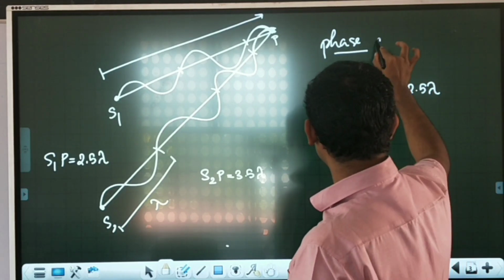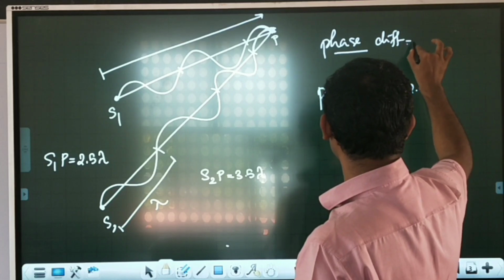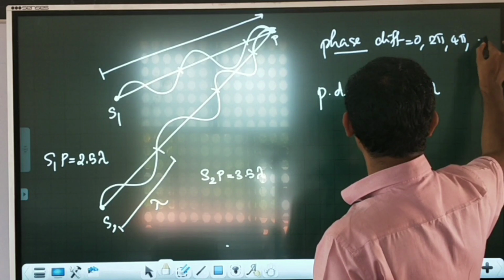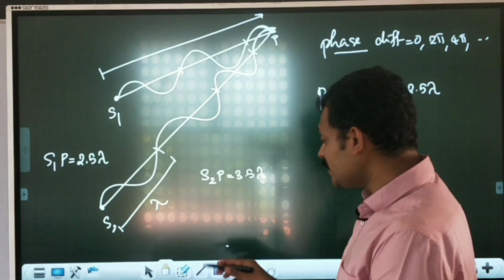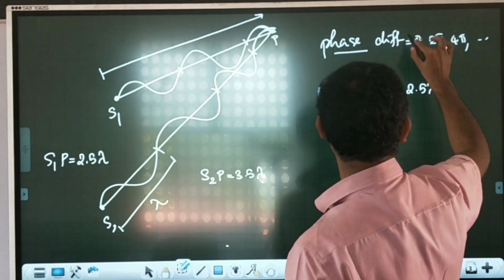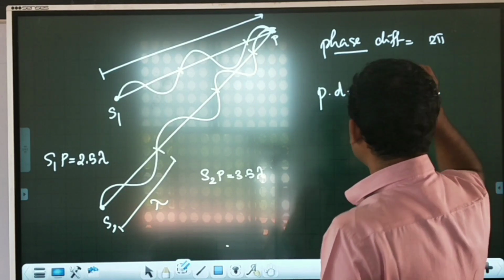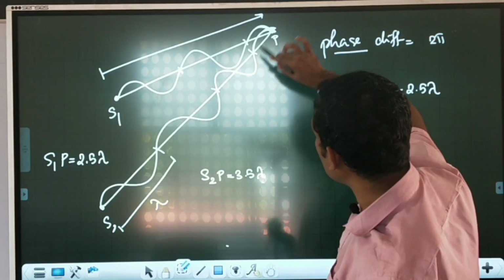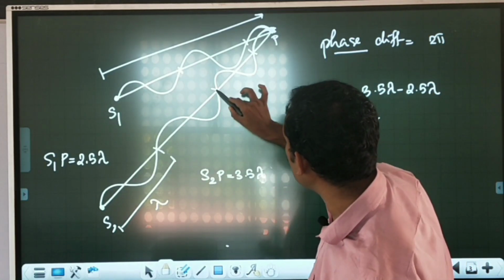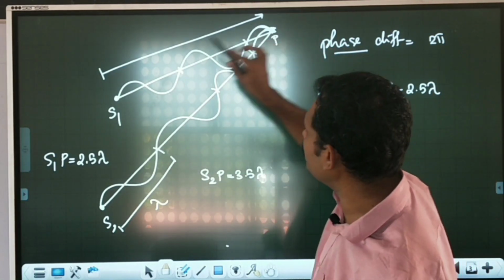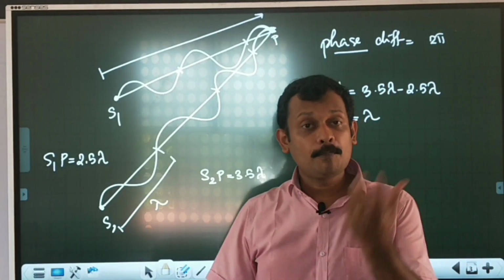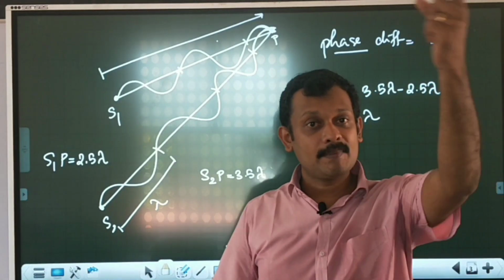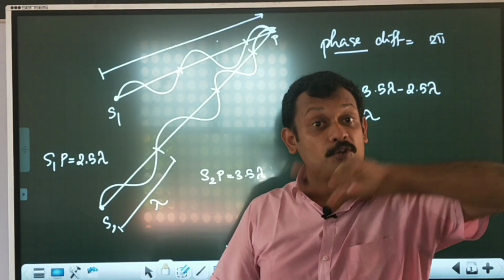That is, phase difference will be either 0 or 2 pi or 4 pi, likewise, right? So in this case, the phase difference is equal to 2 pi because there is a path difference of lambda. There is a path difference of lambda, they will have a phase difference of 2 pi. This is 1 wave, 2 wave, 3 wave, 3.5 wave. This is 2.5 wave. That means 2.5 cycles are over here. 3.5 cycles are over here. That means there is a phase difference of 2 pi.